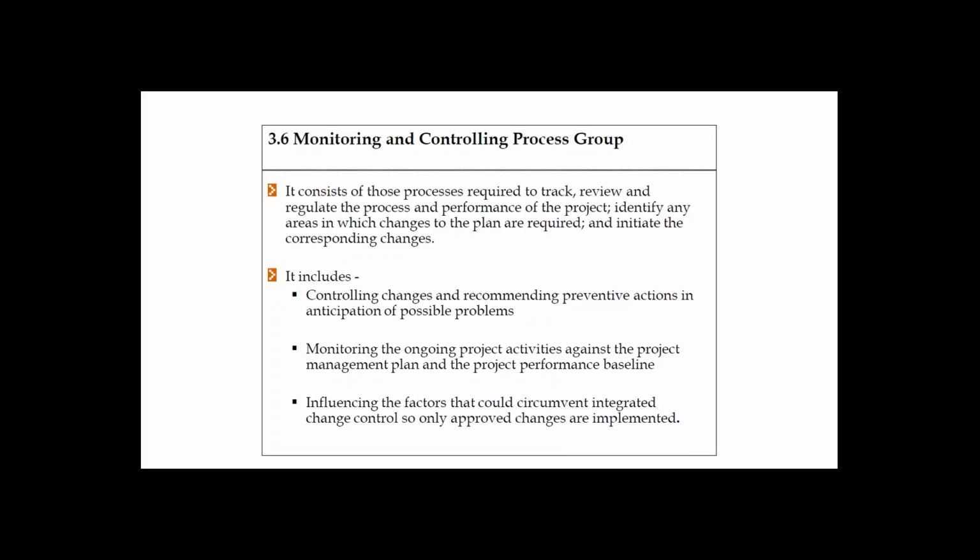So you take this as a baseline reference, and then you calculate, as of today, how are we performing. That baseline we are using for comparison as the proposed version is called the project performance baseline. So, monitoring the ongoing project activities against the project management plan and the project performance baseline. Basically, the project manager's job is to ensure that all the activities are going as per the project management plan, and that the constraints, cost, time, and scope, are aligned with the project performance baseline.